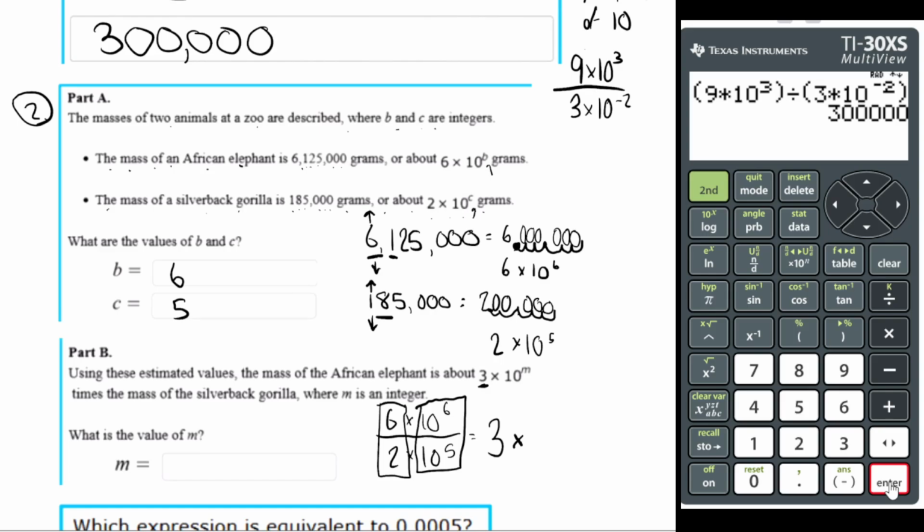Now we go back to our exponent rules, our quotient rule, right? x to the m divided by x to the n is equal to x to the m minus n. So this would be times 10 to the 6 minus 5, which would be 1. So your value of m would be 1. And that's it.